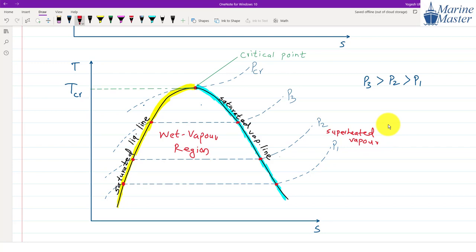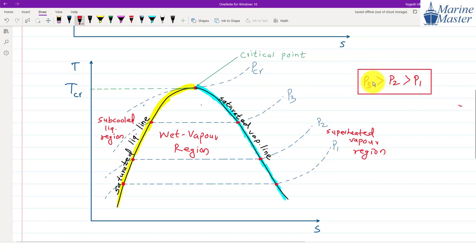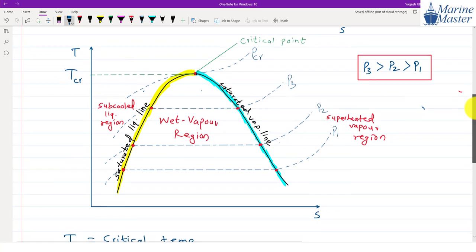We say this is the superheated vapor region, and the other region is the subcooled liquid region. Try to understand the scenario here. It is a very simple discussion, not that difficult. Always remember that here P3 is greater than P2, and P2 is greater than P1. Before going further, please write down this discussion.